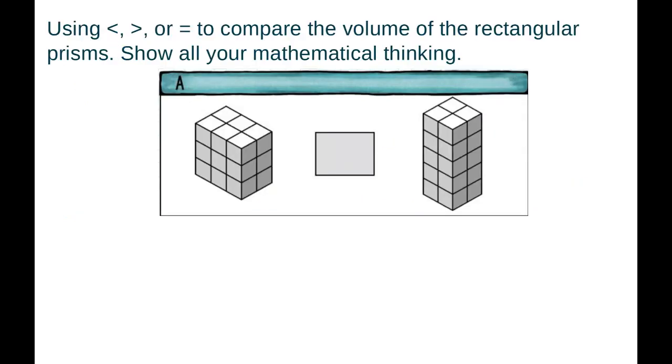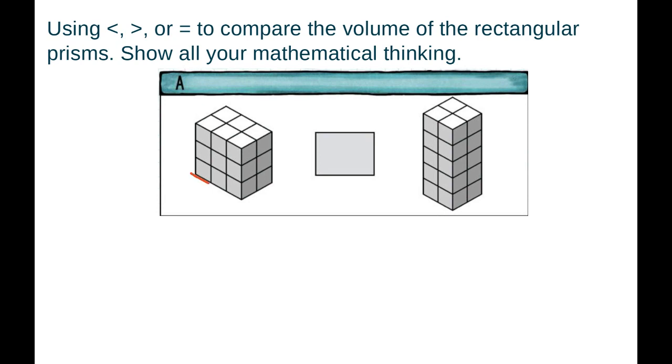Now let's move on to today's model problem. So in today's model problem, we're going to be comparing the volume of 2 rectangular prisms. And we're going to use the symbols less than, greater than, or equal to. In everything we do, we want to make sure we're showing all our mathematical thinking. So let's look at the first prism. We're going to find out the volume of the first prism. Remember the formula. Volume equals length times width times height. So let's go ahead and find out the dimensions of the first prism.